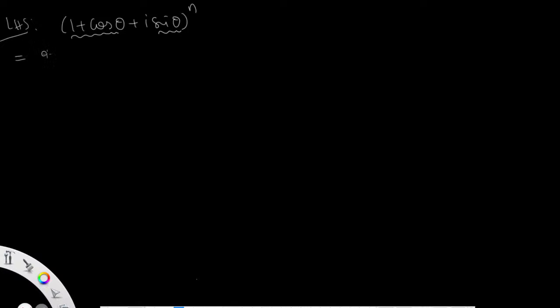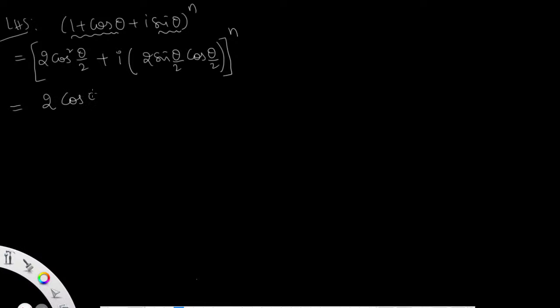That's why we are writing 2 cos square theta by 2 plus i into 2 sin theta by 2 cos theta by 2, whole to the power of n. Just using the formulas for 1 plus cos theta and sin theta. Now I am taking the common: 2 cos theta by 2 is common in both terms. So I am taking 2 also as common. So that is cos theta by 2 plus i sin theta by 2, whole to the power of n.